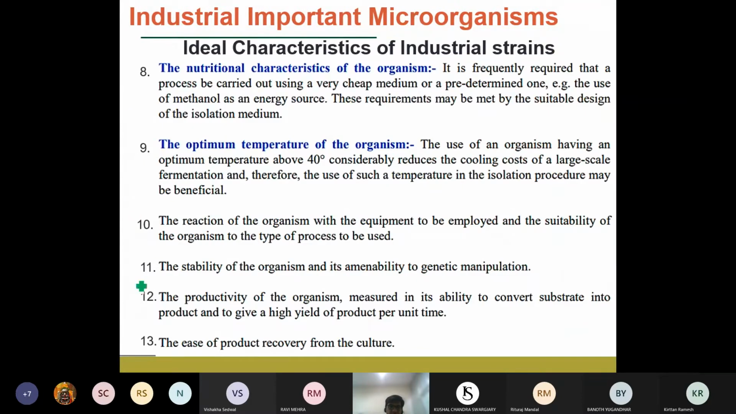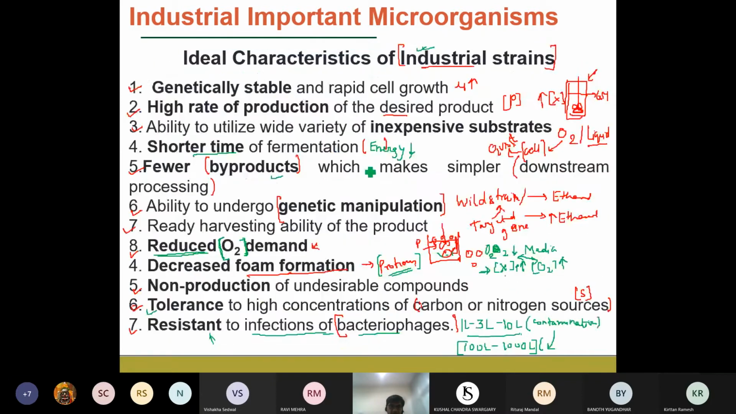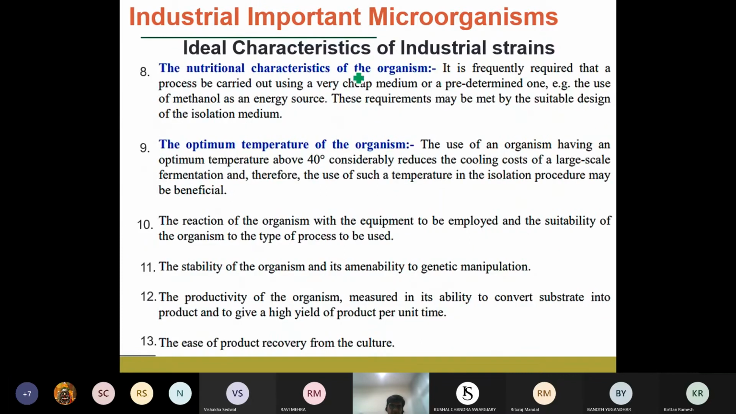There are some other important points that should be taken into consideration when you are designing an industrial strain. We will look into these from today's class, and maybe have a question answer session in tomorrow's class. If you see the nutritional characteristics, as we have discussed, the strain should be able to use a very cheap medium, or a predetermined one.